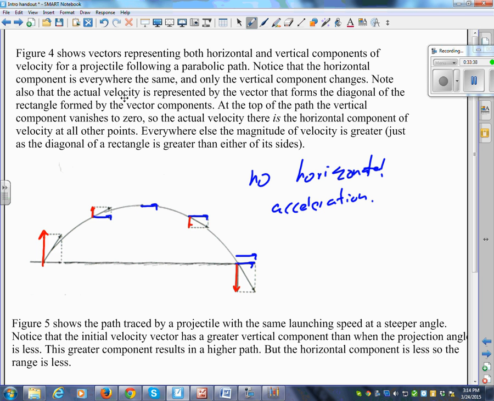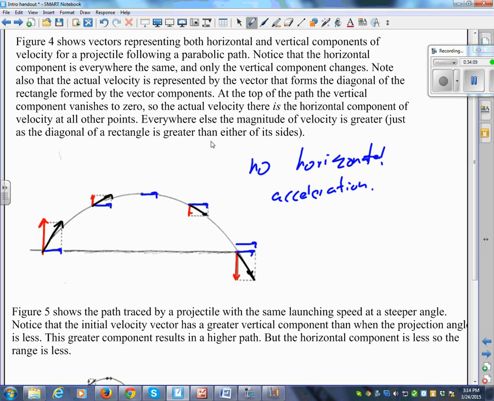Note also that the actual velocity is represented by the vector that forms the diagonal of the rectangle formed by the vector components. That red one and that blue one will add together by Pythagoras to give you the black one. And that black one gets smaller and smaller, doesn't it? And then it gets bigger and bigger as it goes up and down. At the top of the path, the vertical component vanishes to 0, so the actual velocity there is the horizontal component velocity at all the points. Everywhere else, the magnitude of the velocity is greater, just as the diagonal of a rectangle is greater than either of the sides.